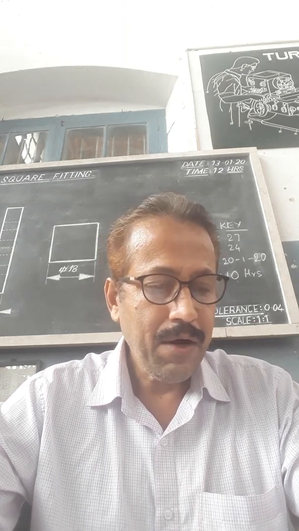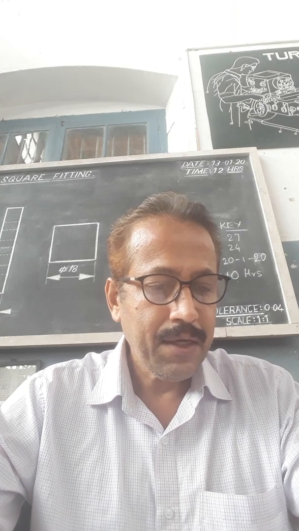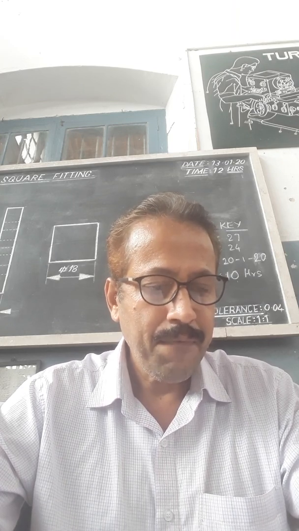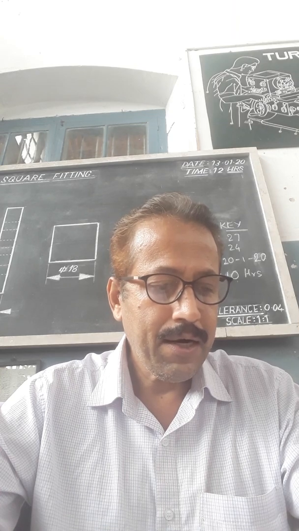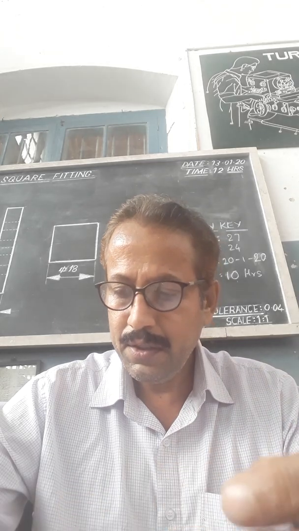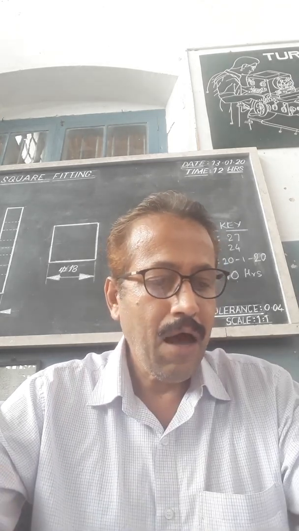Hollow saddle key. One face of this key has a curvature to match that of the shaft surface. It has a taper of 1 in 100 and is driven through the keyway. So this is a hollow saddle key.